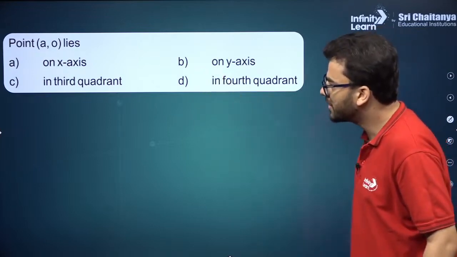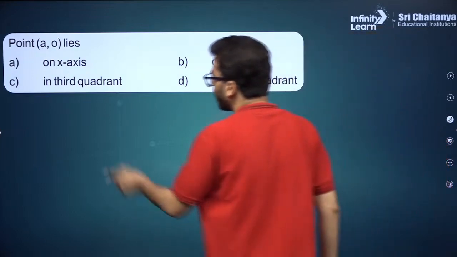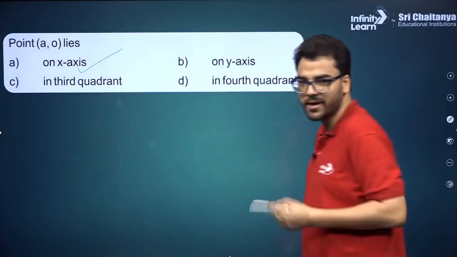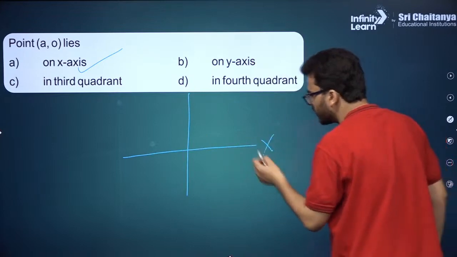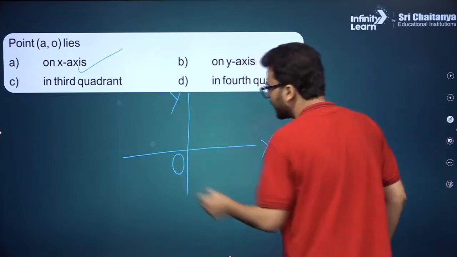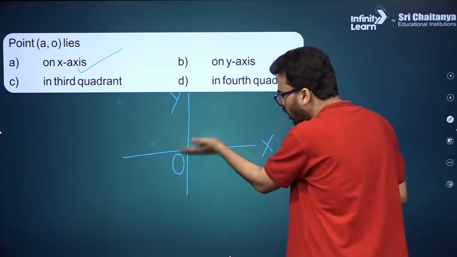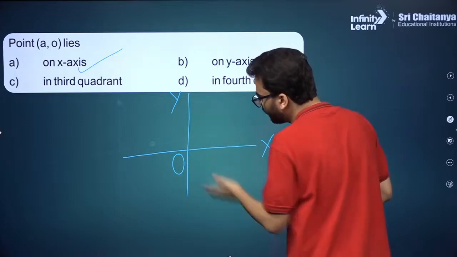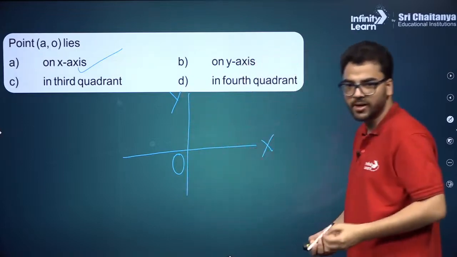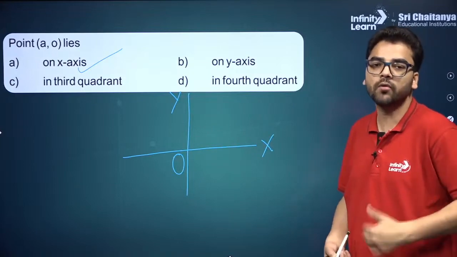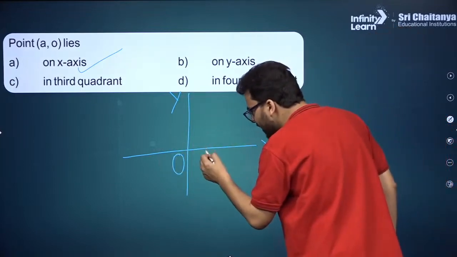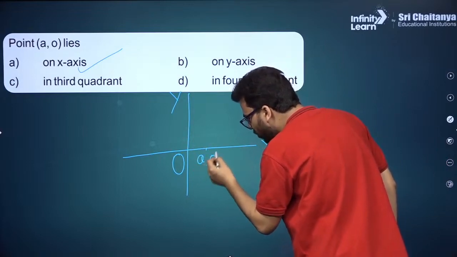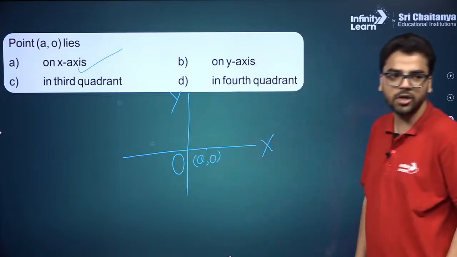So point A comma 0 will lie on which, on where? It will lie on the x-axis. Right now I had explained this to you. If you take the x-axis, the coordinate system over here, if you are on the x-axis, you are not moving in the upward or the downward direction. It means ordinate or y coordinate is not changing. So for any point on the x-axis, the y coordinate will be 0. You got that logic?